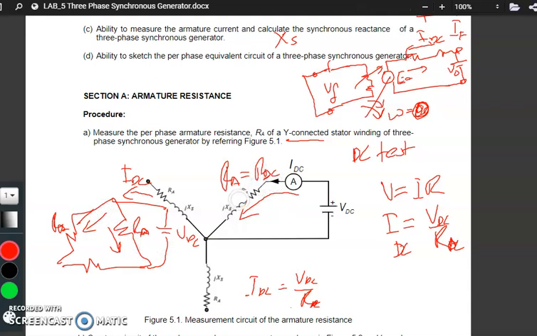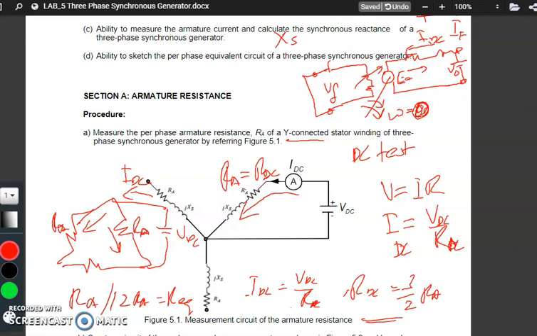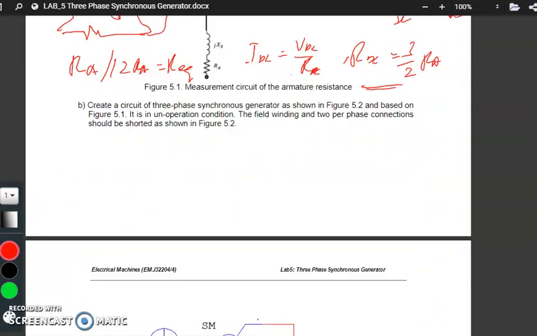Here RDC is the same as RA. Here RDC is equal to 3 over 2 RA. You have to put RA in parallel with the 2 RA here, so you will get the equivalent R. So overall, RDC is equal to 3 over 2 RA. Let me confirm again. Okay, this is for the DC test. So what you have to do is compose the schematic inside your PSIM to perform the RDC test.